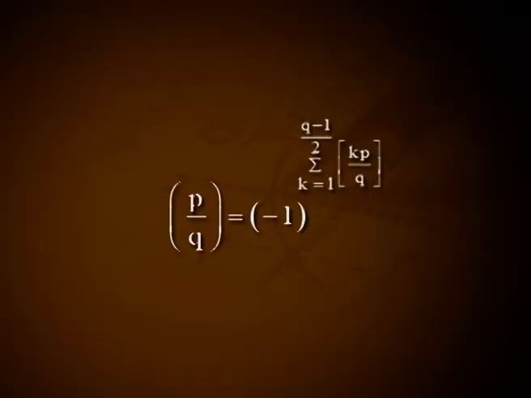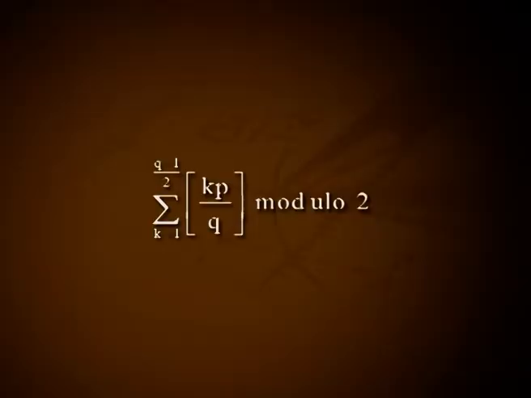Lemma 1. Let p and q be distinct odd primes. Then (p/q) = (-1)^(Σ_{k=1}^{(q-1)/2} [kp/q]), where [kp/q] denotes the greatest integer. In other words, the number of integers leaving negative least residue in the set p, 2p, etc., ((q-1)/2)p is congruent to Σ_{k=1}^{(q-1)/2} [kp/q] modulo 2.